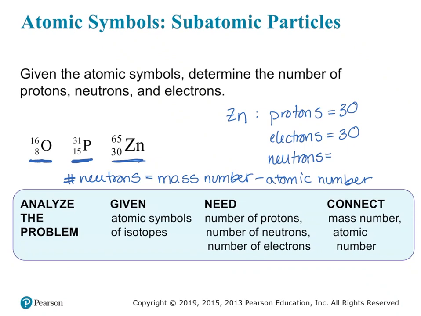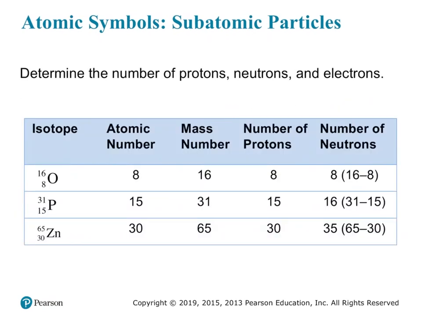So now let's figure out how many neutrons there are. We're going to take the difference between the mass number 65 and the atomic number 30, and that gives us 35 neutrons. All right. And then here's the solution slide if you need that later. They don't have the number of electrons listed, but that's the same as the number of protons. So this is the number of protons and electrons in that column.